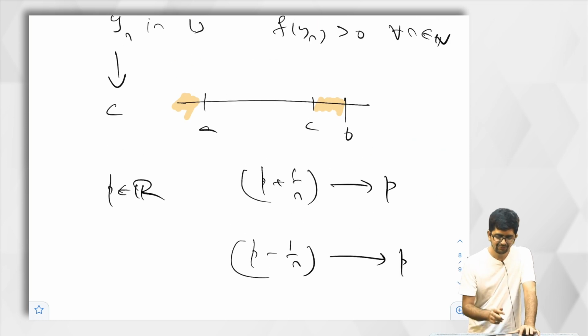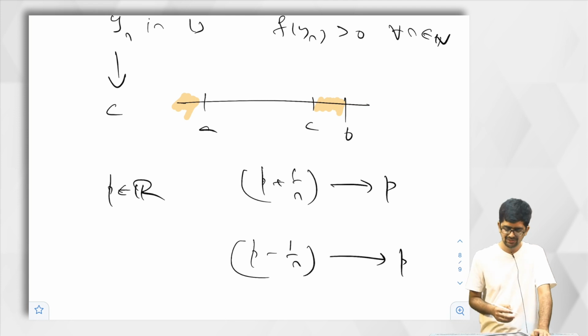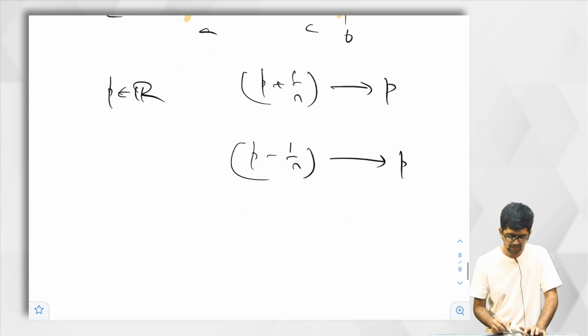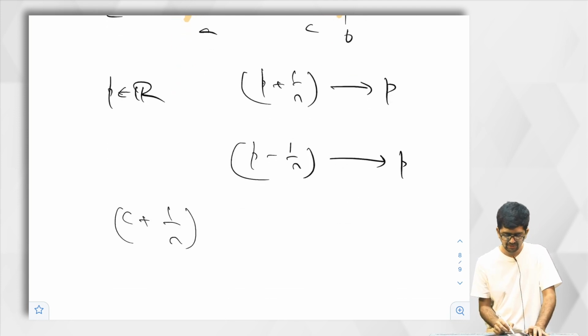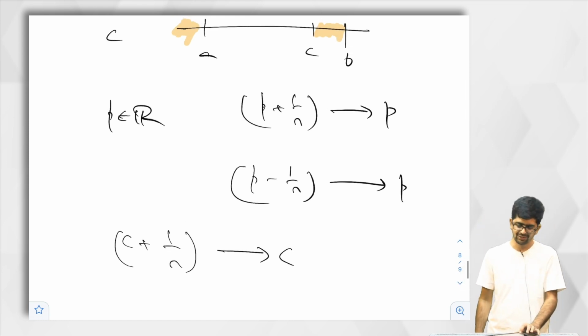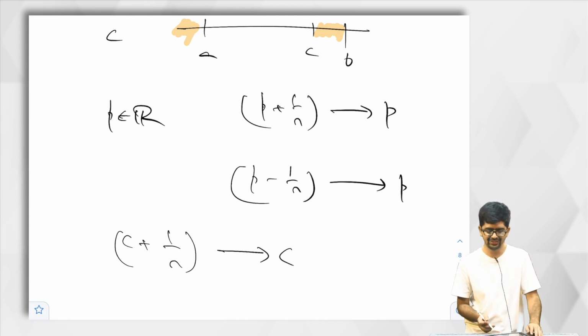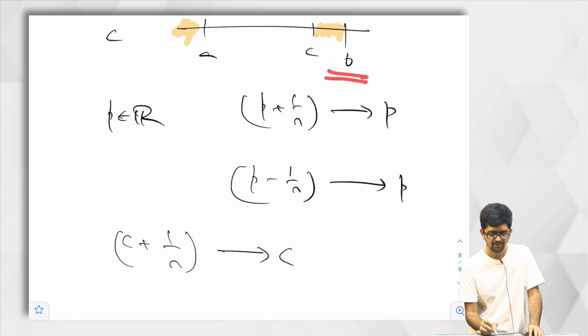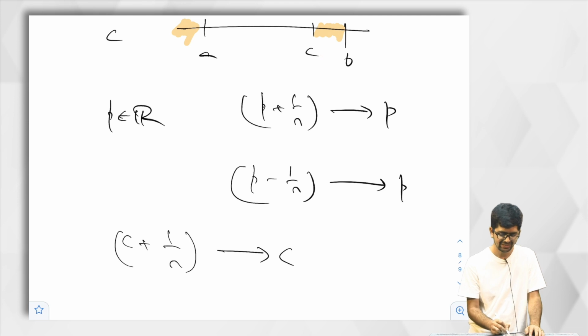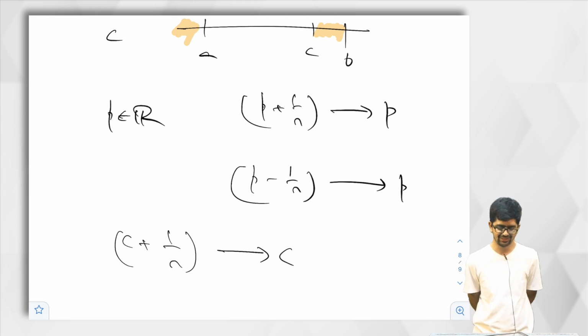So here we do the same trick. If we take some elements coming from the right side, so we should take C plus 1 by n, which converges to C, that is for sure. But the only problem is that this may not actually be contained in B, right? If C is very close to B, it may not have all these elements. So how do we fix this? This is one more trick that you need to understand.